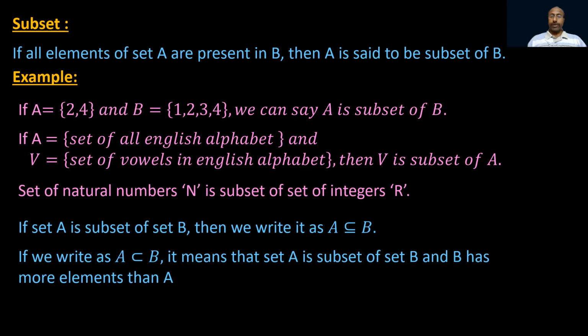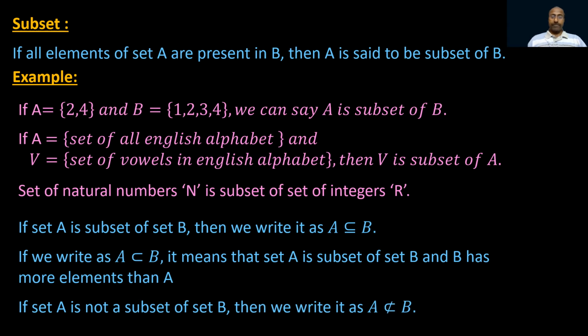Generally we don't use A is a subset of or equal to B. We use only A ⊂ B in this chapter. And if set A is not a subset of B, then we write it like this: A ⊄ B, that is, we cross the subset symbol with a line.